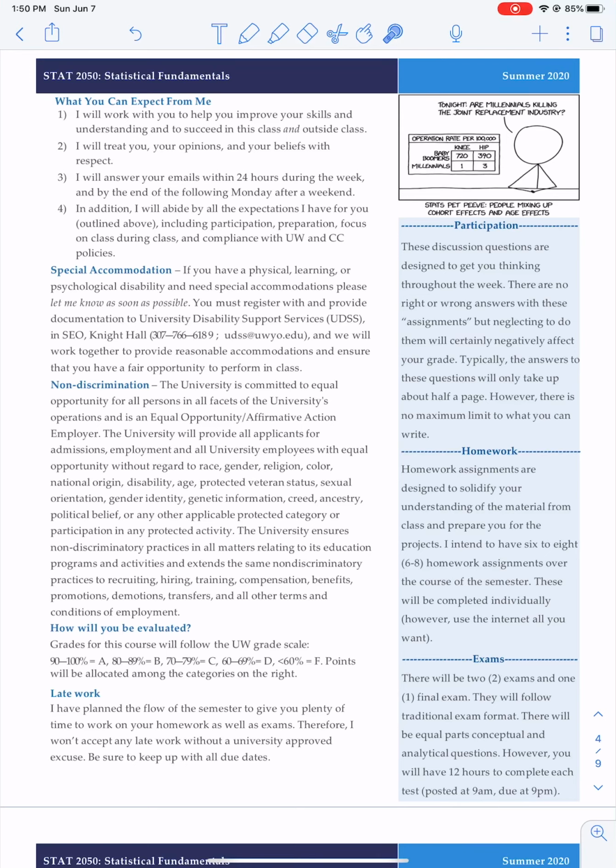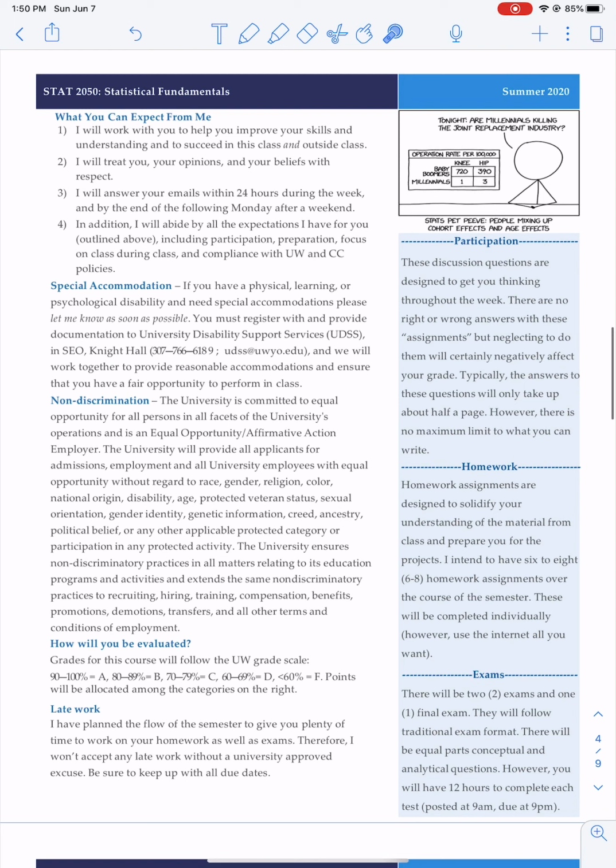I'll be referencing them through the week, but it should involve no math. It won't involve any kind of number crunching or anything like that, but it will involve the conceptual ideas that we'll be going over throughout the week, and just some stuff to get you thinking as you're watching the lectures.